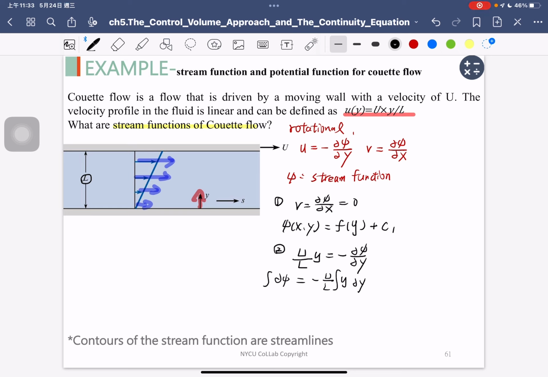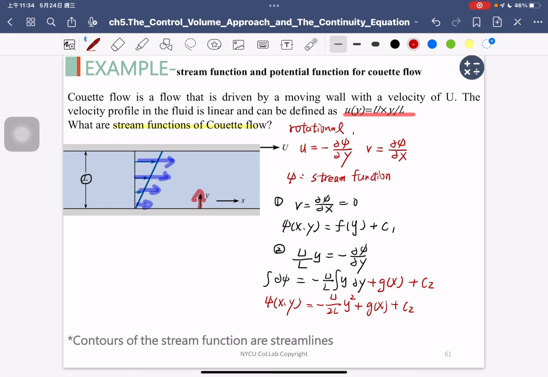And because we don't know the limits of the integration along y, after we do the integration we have an additional g function, but it's an x function. Because any x function differentiated with y is equal to 0, and we also have a constant value c2. So after I do the integration, I know that the ψ function of x and y will equal minus U/2L times y squared, plus g(x), plus c2.